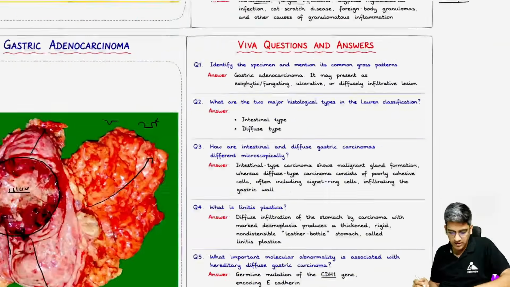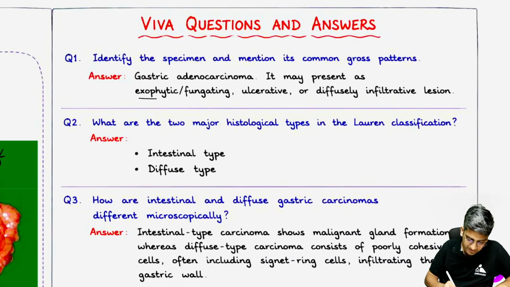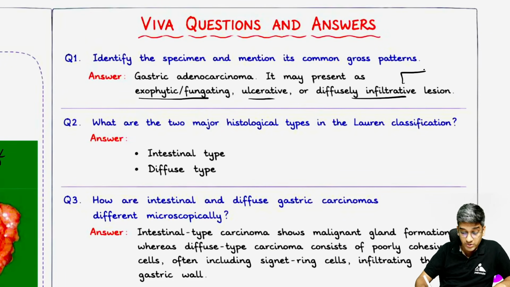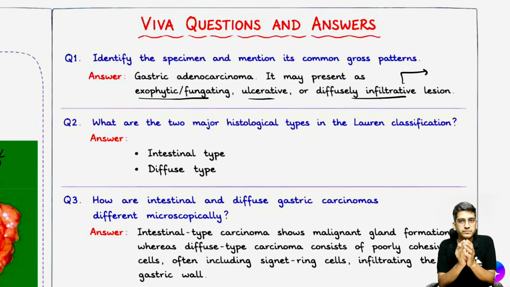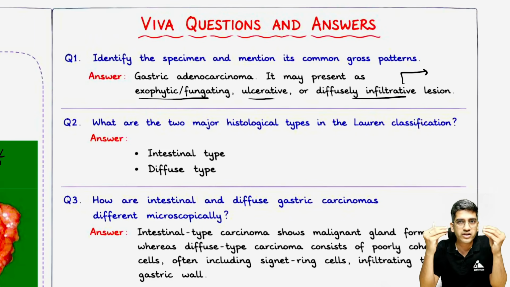As simple as that. So what will I look for? I look for an exophytic fungating mass, ulcerative, or a diffuse infiltrating lesion, right? This will steer the conversation into linitis plastica. Please be very careful for that, right? Be ready for them, that's all, right? Mostly it's going to be an ulcerative proliferative mass, fungating mass.